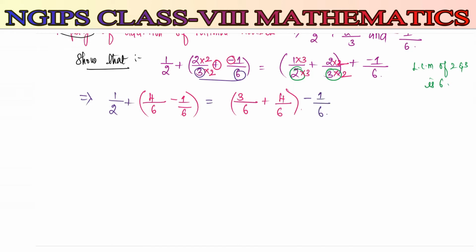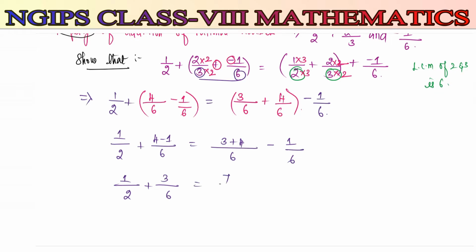Okay, now here further if you simplify 1 divided by 2 plus, the denominator is same, I can write only 6, 4 minus 1 is equal to, denominator is 6, 3 plus 4 and here we have minus 1 divided by 6. 1 by 2 plus 4 minus 1 it is 3 divided by 6 you will get, and here 3 plus 4 it is 7 divided by 6 minus 1 divided by 6 in the right hand side.